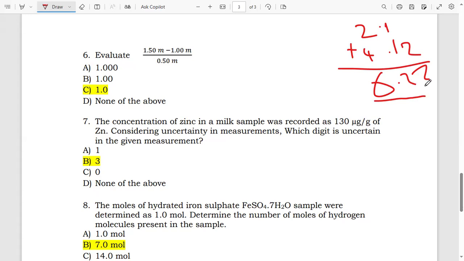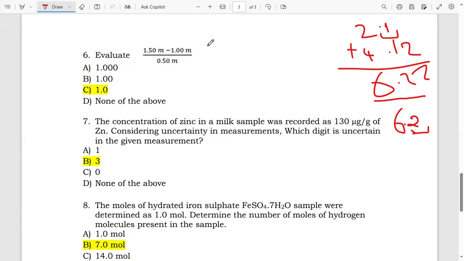Okay, so the correct way is to check which of these two numbers here has fewer decimal places. We see that this one here on top only has 1. So it means your answer should have the same number of decimal places as the number that has fewer decimal places. So the correct answer here will just be 6.2, because this one has 1 decimal place. So it should match with one of the numbers that you have.